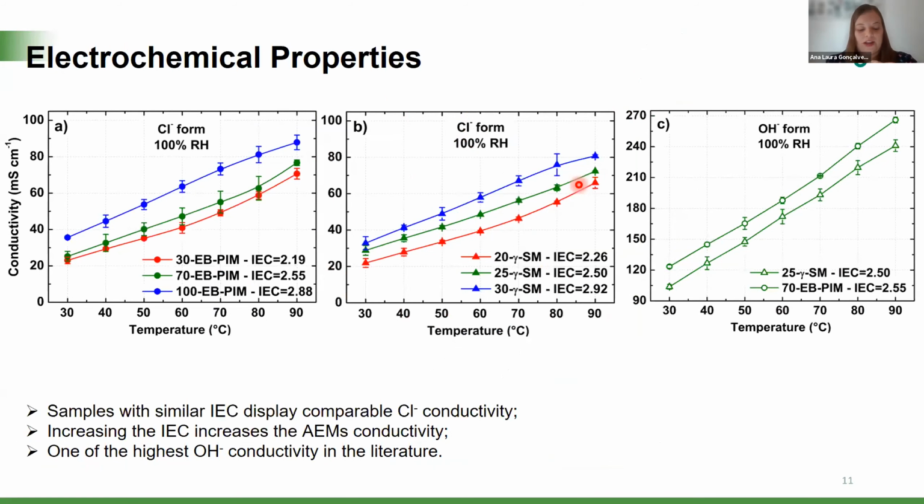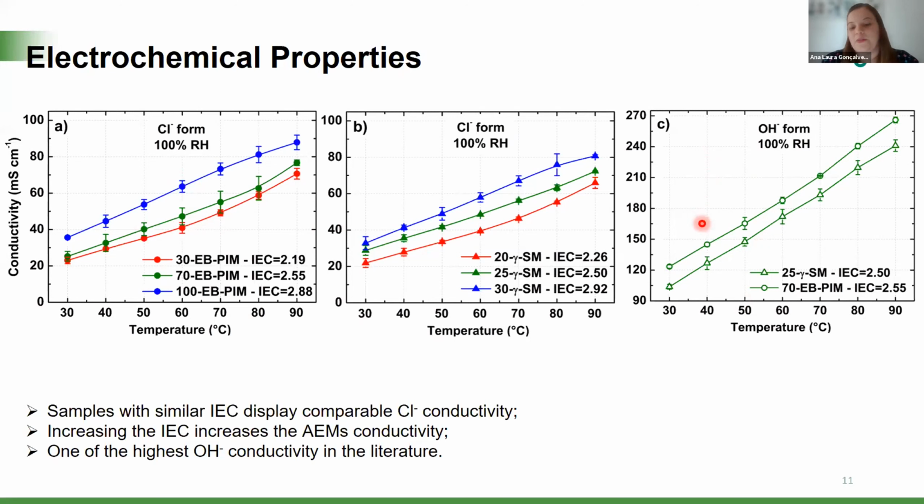So we measured the electrochemical properties of these membranes, starting with anion conductivity. Here I'm presenting the chloride conductivity of all the membranes. We can see that membranes with similar ion exchange capacity display comparable chloride conductivity, and when increasing the IEC, the conductivity increases too. We also measured the hydroxide conductivity of two samples.